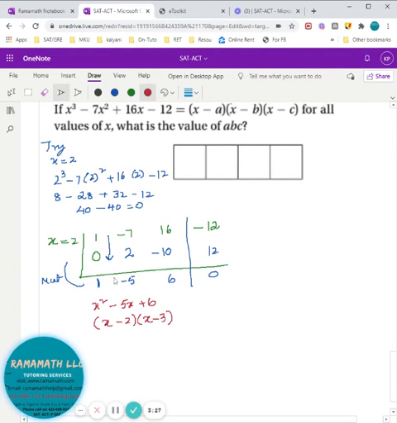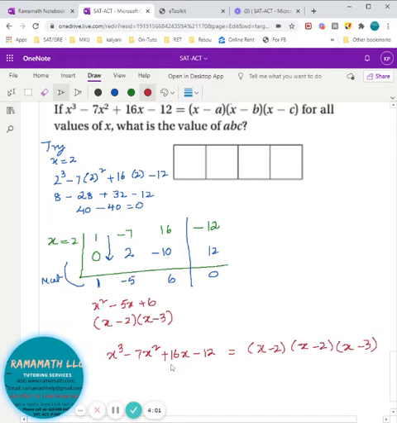So now the total polynomial, x cubed minus 7x squared plus 16x minus 12. If I find the factors, I'm going to get x minus 2, and these, x minus 2, and x minus 3. Okay, so these are the factors for this polynomial function.